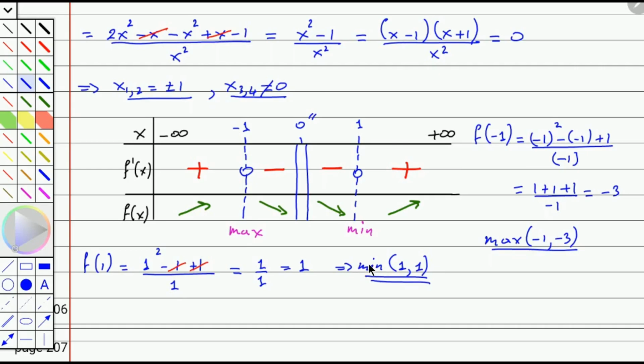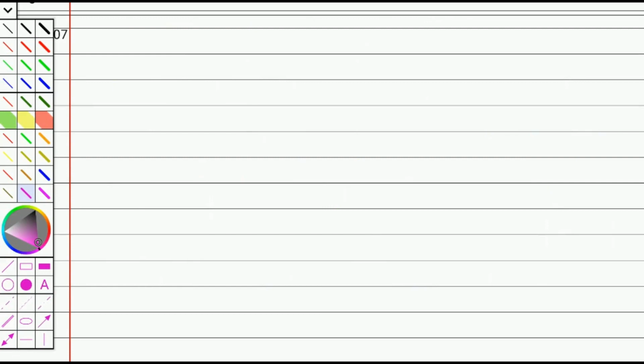You might say, but how is it possible that the minimum value is greater than the maximum value? The reason is the function is discontinuous at x equals 0. Had the function been continuous at x equals 0, then possibly the maximum value would have been greater than the minimum value locally. So let's write the monotonicity intervals. Increasing: x belongs from -infinity to -1 closed, union from +1 to +infinity open.